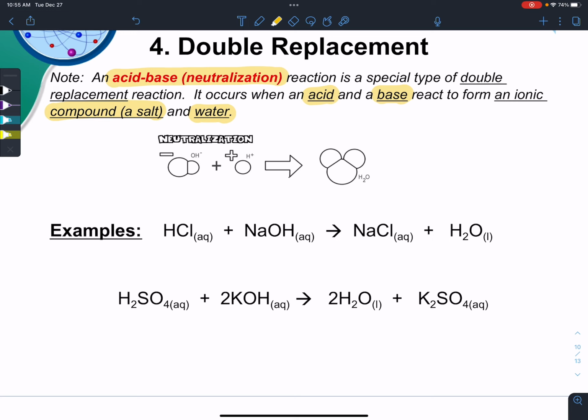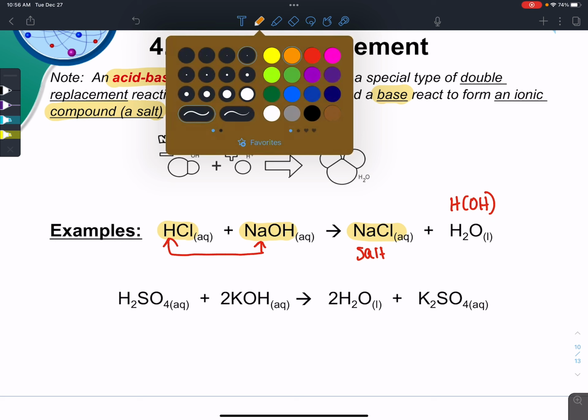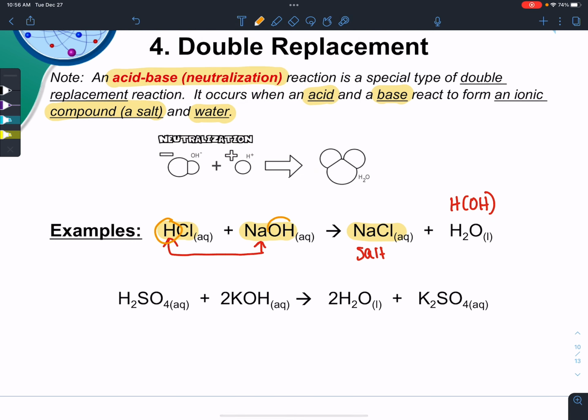So, for example, if I've got HCl, which is hydrochloric acid, and I combine it with sodium hydroxide, which is a base, then if I swap my anions and my cations, I'm swapping my hydrogen with my sodium here, swap my cations. I now end up with a product of NaCl, which is a salt. And then I end up with H and OH, right? That is my cation and my anion from those 2 compounds, HOH. But we don't ever write HOH like that. We simply write it as H2O. So that is water.